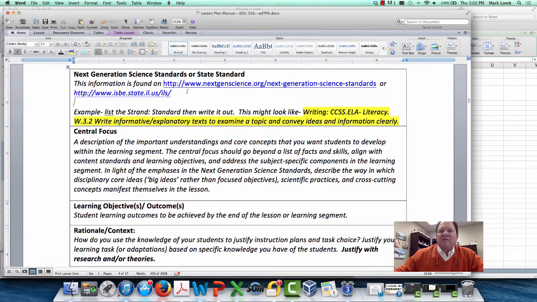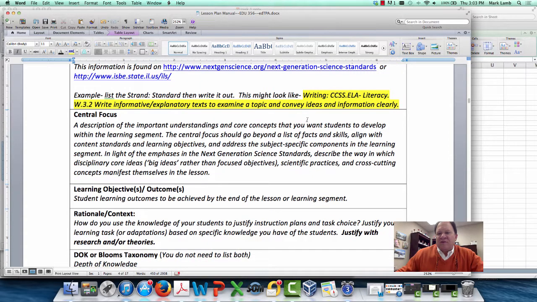You refer to these websites to identify those standards, and then make sure you list that standard, just like I have highlighted here in the yellow, a literacy standard. You would write out that standard, identifying the strand and the specific standard. Okay, so you know your topic, you're able to identify a standard that you're going to be addressing. This means that you should be able to get to the central focus of the lesson.